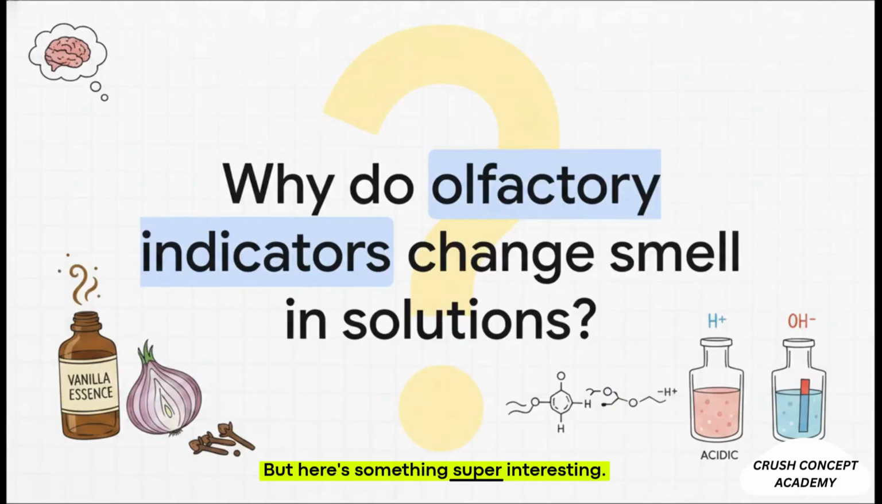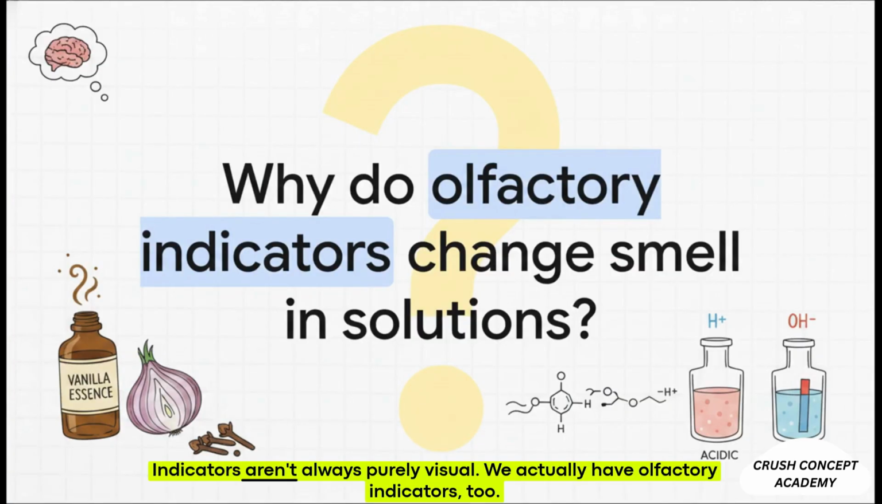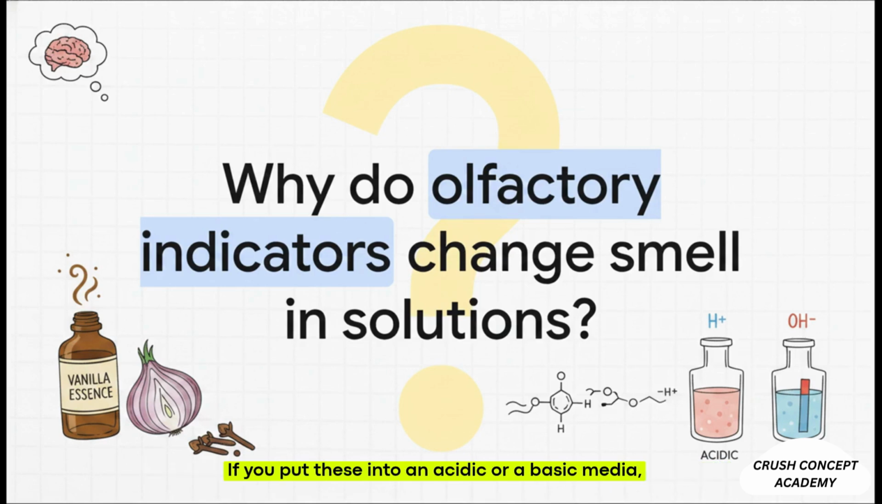But here's something super interesting. Indicators aren't always purely visual. We actually have olfactory indicators too, things you smell, like vanilla essence, chopped onion, and clove oil. If you put these into an acidic or a basic media, their actual odor changes. So I want you to put your thinking caps on for a second. Why do you think their smell changes depending on whether they're in an acidic or basic environment? What exactly is happening down at the chemical level to cause that?